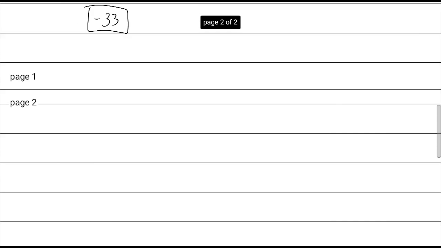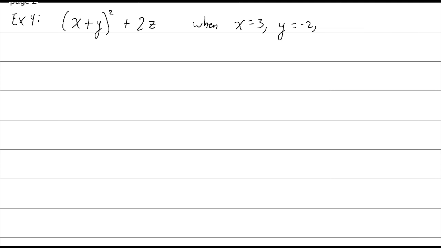Let's do another one. Fourth example, we have x plus y squared, those two together squared, plus 2z. And I'm going to substitute in x is 3, y is negative 2, and z is negative 7. Okay, cool. So we have 3 variables this time. So we'll plug them in.